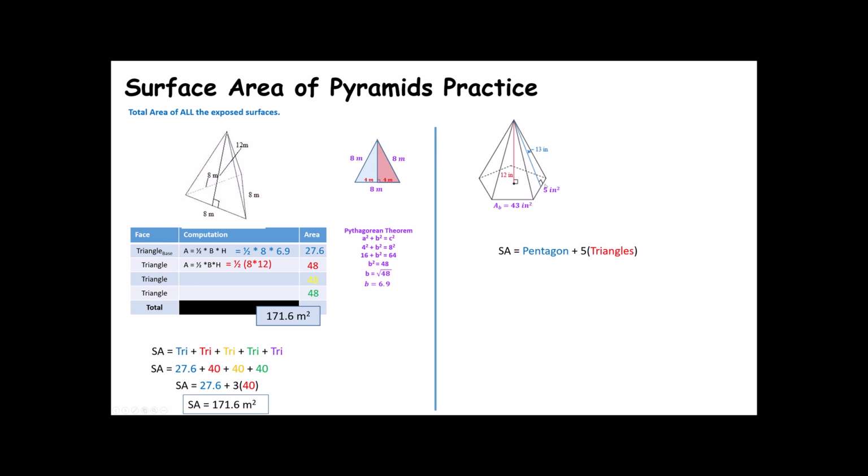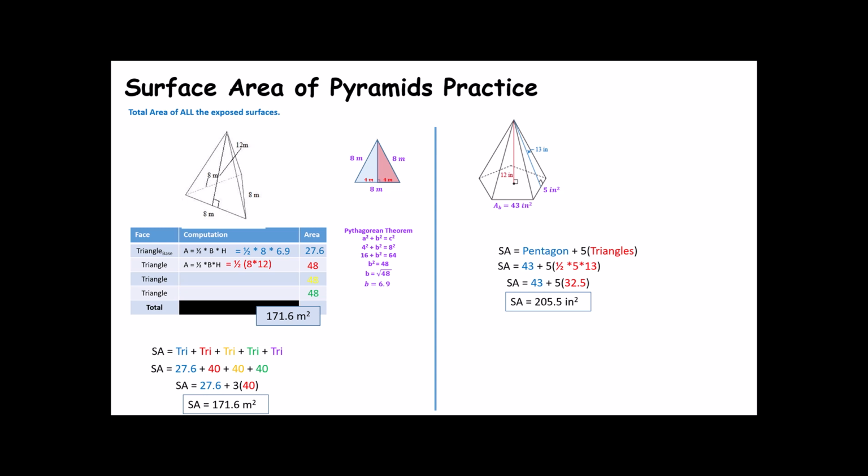And notice this is a regular pentagon, meaning that all the sides are the same. That's going to make all the triangles the same size as well. So I'm going to have a pentagon and 5 congruent triangles. Or I'm going to be given the area of the pentagon, and I'm going to compute the area of one of the triangles and multiply it by 5. Again, from there, it's computation.